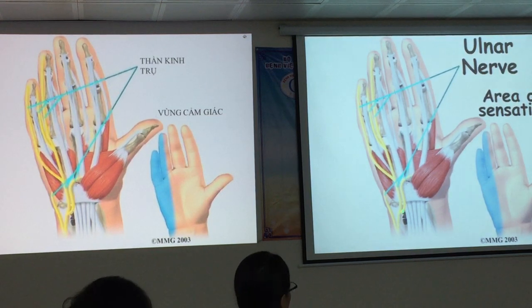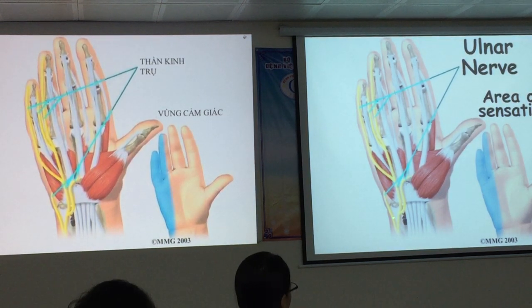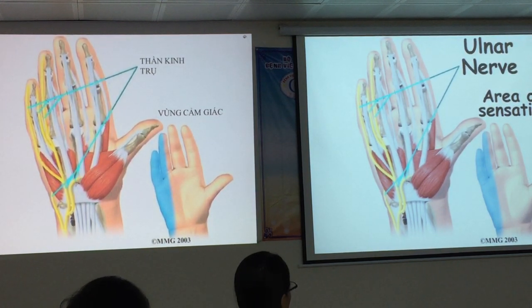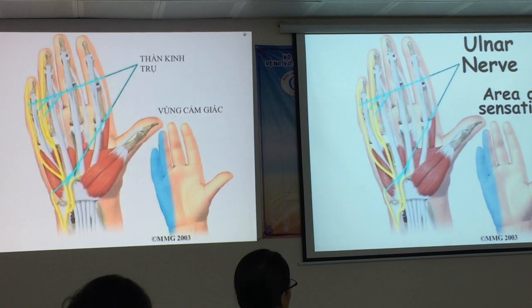And depending on where the compression occurs, the ulnar nerve also supplies some motor function to the wrist, or to the palm of the hand, so sometimes they get weakness in the hand as well as sensory changes.